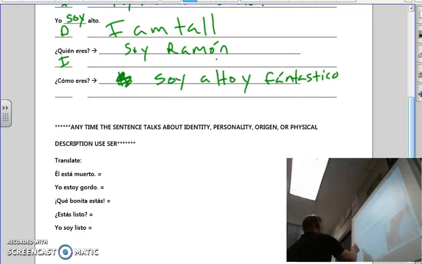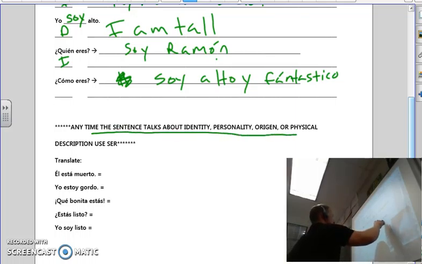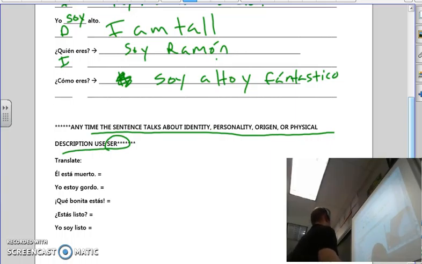Anytime the sentence talks about identity, personality, origin, or physical description, you use ser. You can't use estar to describe the fact that you're tall. You can't use ser to describe the fact that you are located in Spanish class. Now, down here, there are some funny things going on where everything I just taught you is opposite. And I said it doesn't always work out perfectly, but here are some examples.